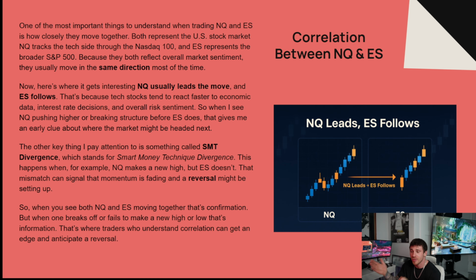When you see both NQ and ES moving together, that's confirmation, but when one breaks off or fails to make a new high or low, that's information where traders who understand correlation can get an edge and anticipate a reversal. So usually if I see both of these indexes trading in opposite directions, let's say NASDAQ's going up and ES is going down right off market open, I usually personally stay away from trading that. I want both markets to be correlated and showing momentum in the same direction, because that shows me the overall higher time frame trend is matched up with my bias, and both indexes have the momentum to the same side. So we'll probably continue in that direction unless we end up doing something crazy.